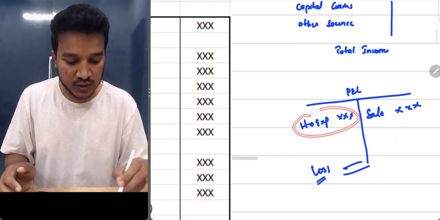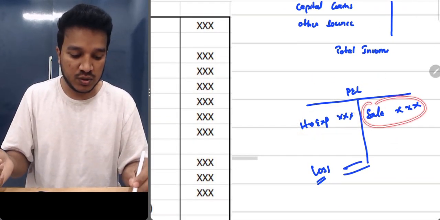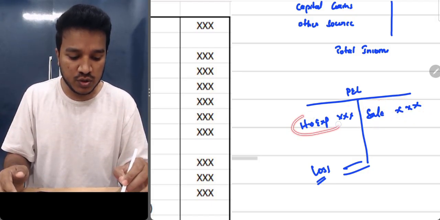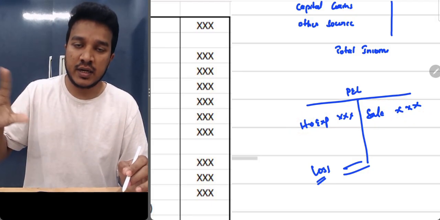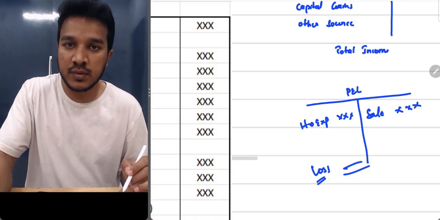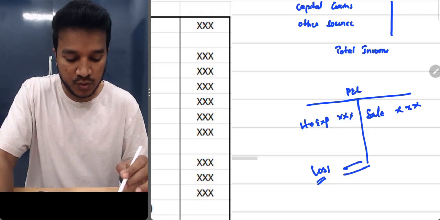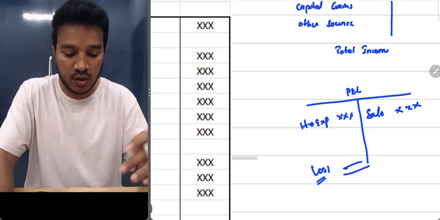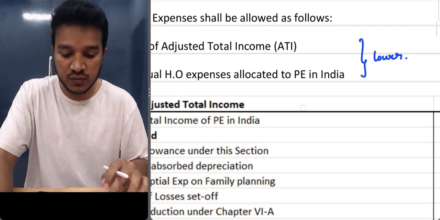Obviously, the Indian branch will have its own sales. It will record sales on the credit side, and it is claiming a huge amount of head office expenses. Ultimately, the end result is that they are showing losses in their books. So the department said this is not how it works. You cannot claim as much as you want. There should be a certain limit on head office expenses. That's when they came up with this formula.